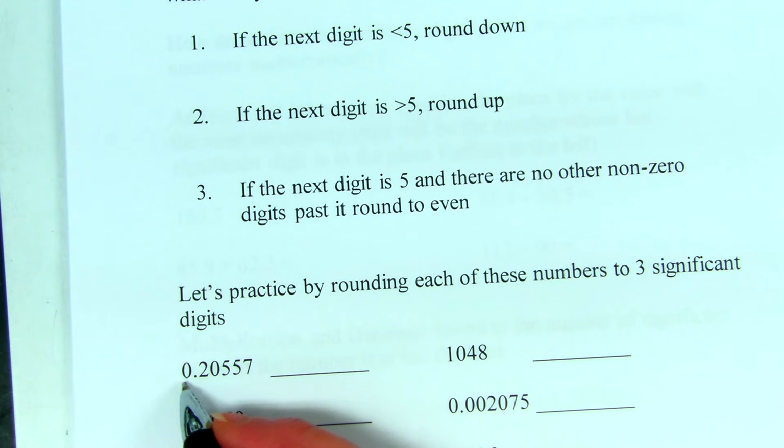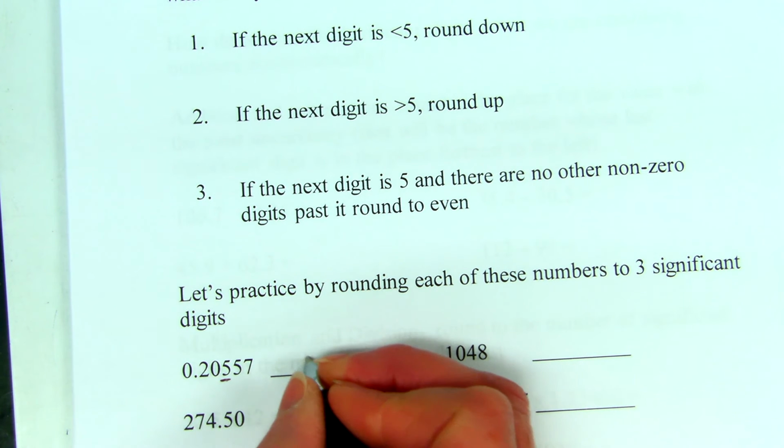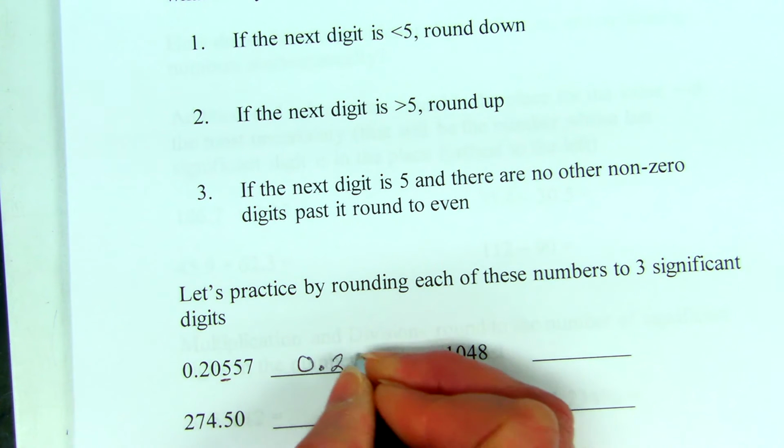So here, the 0 is not significant, so I want to stop in the thousands place. So I have a 5 in the thousands place. I look to the right and the next digit is a 5. But there's a 7 after it, so that is more than 5, so I round up to 0.206.